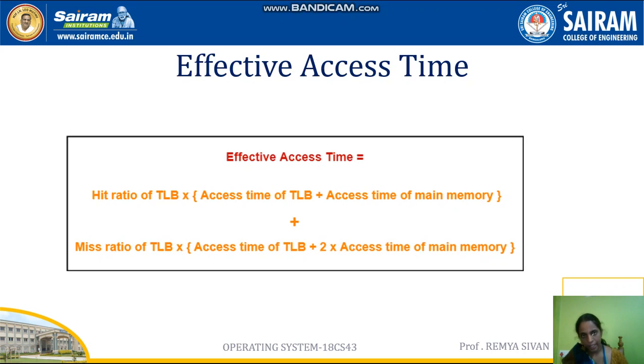And how to calculate effective access time? There is a formula for effective access time: hit ratio of TLB into (access time of TLB plus access time of main memory) plus miss ratio of TLB into (access time of TLB plus 2 into access time of main memory). The hit ratio is how many times the data will be there in the TLB. The miss ratio is how many times the data is not there in the TLB. If you know the hit ratio, it is easy to calculate the miss ratio: 100 minus hit ratio is the miss ratio.